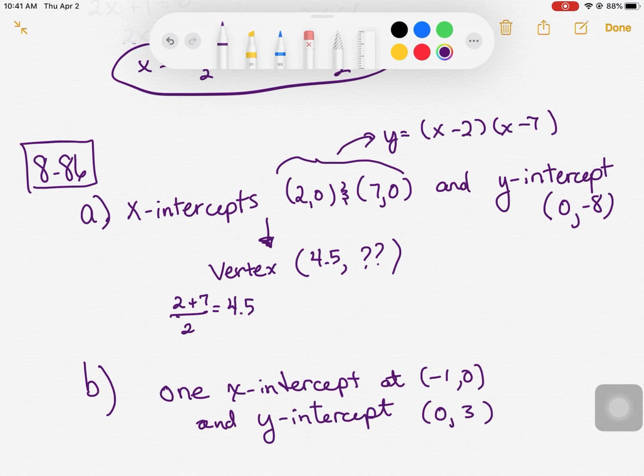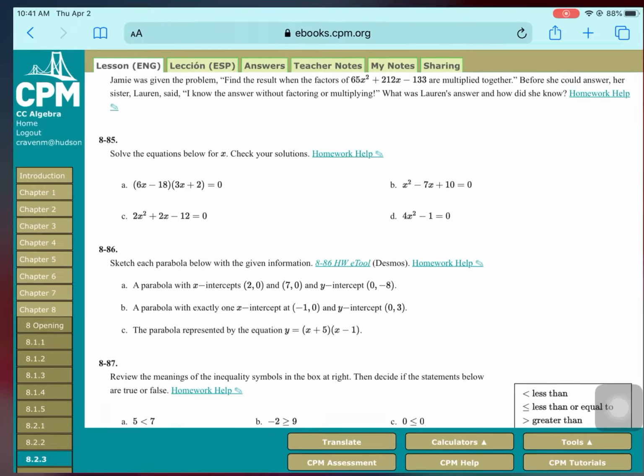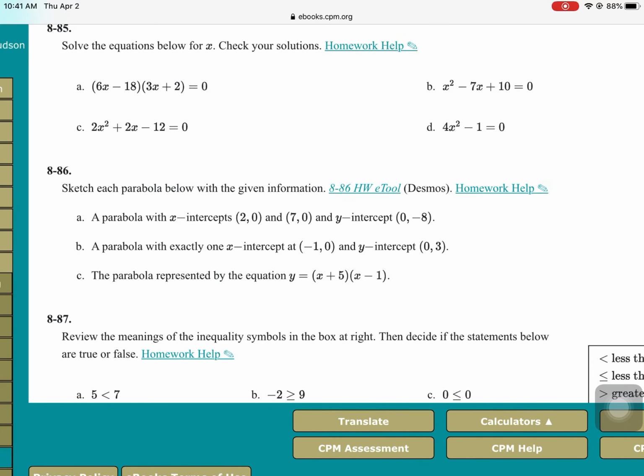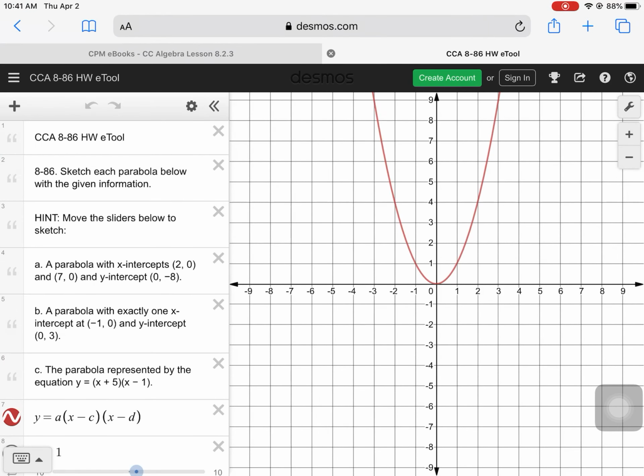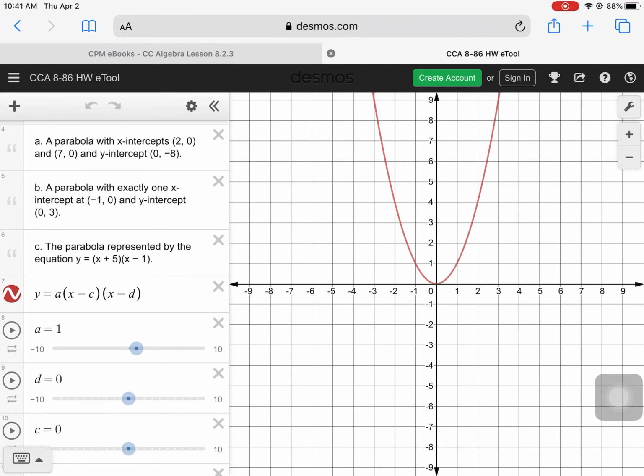So I would highly recommend, I'm going to switch over to the ebook. If you noticed in the book, when you're looking at 86, there is an e-tool. So I'm clicking on that e-tool, and it puts me into Desmos. And what it says, hint: move the sliders below to sketch all of these. So they give you these sliders, and I'm going to look at this parabola with x-intercepts of (2, 0) and (7, 0), and notice they tell you that C and D, those sliders, represent our x-intercepts.